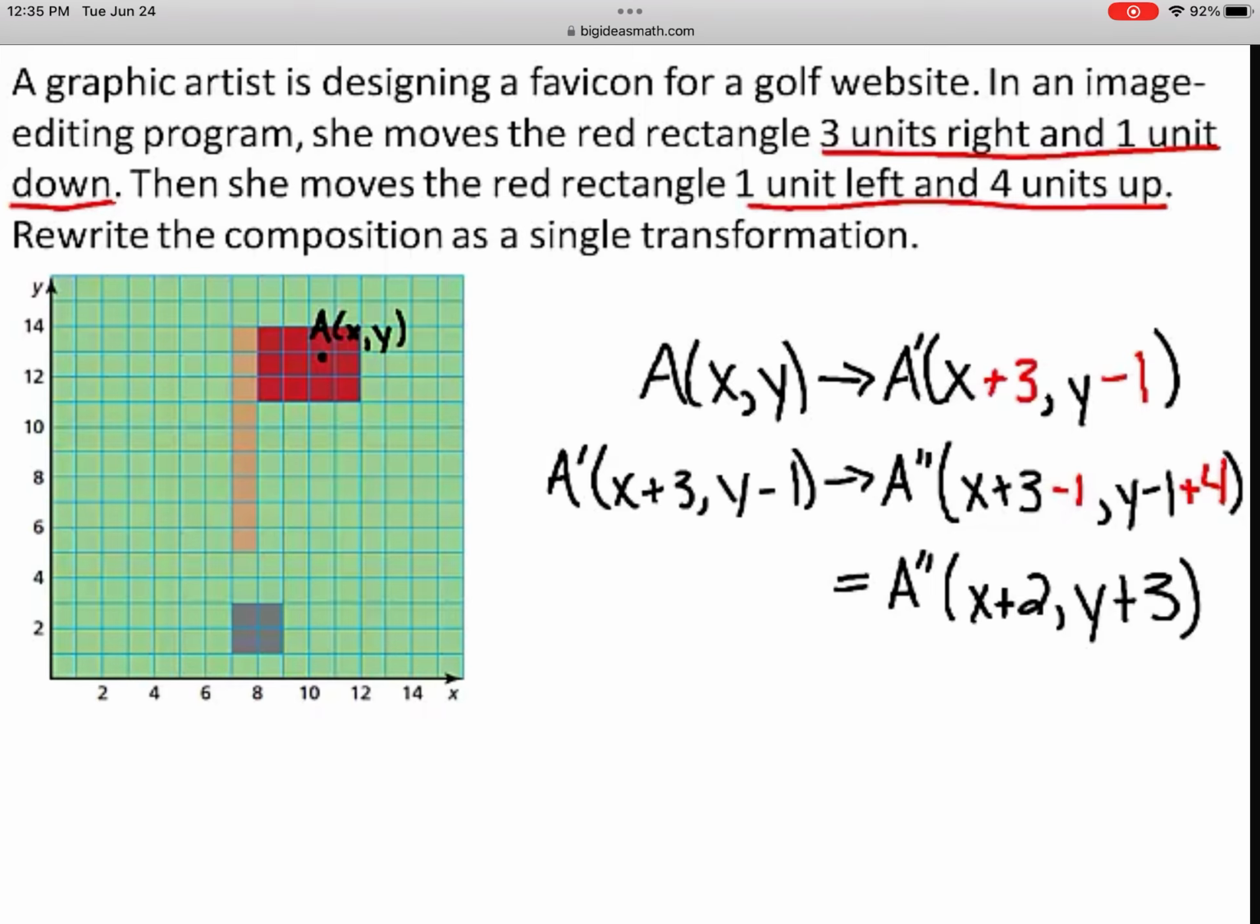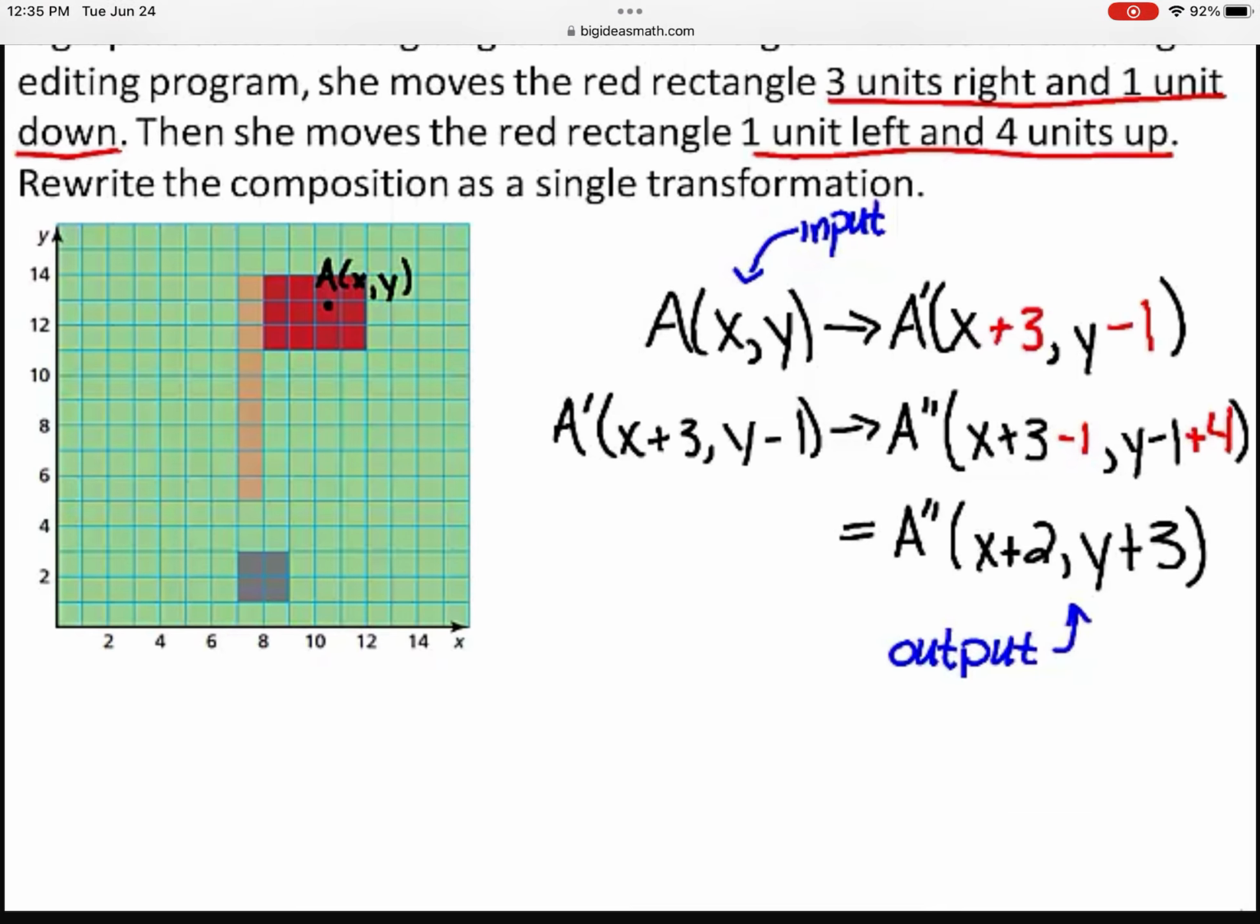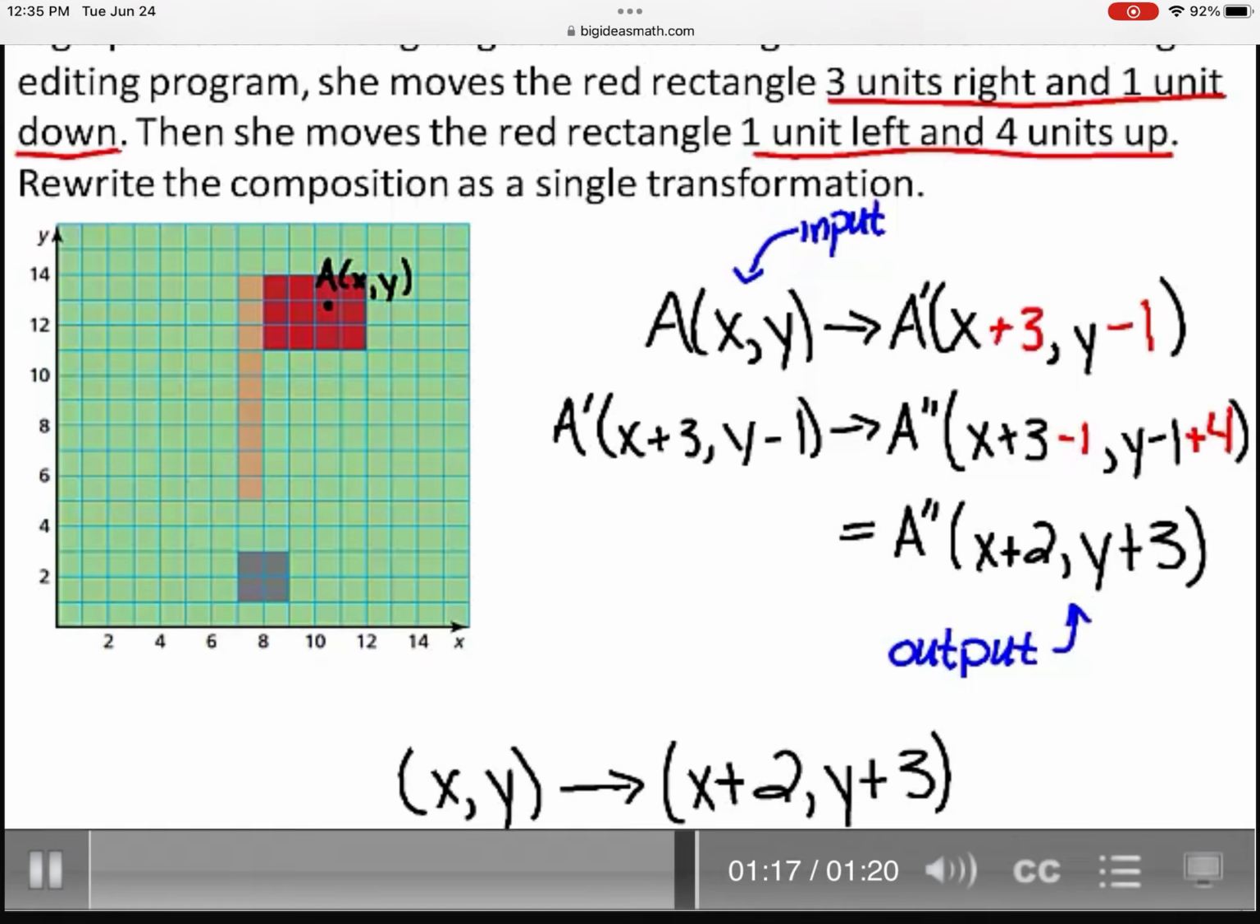The composition of translations uses the original point (x, y) as the input and returns the point (x + 2, y + 3) as the output. So the single translation rule for the composition is (x, y) maps to (x + 2, y + 3).